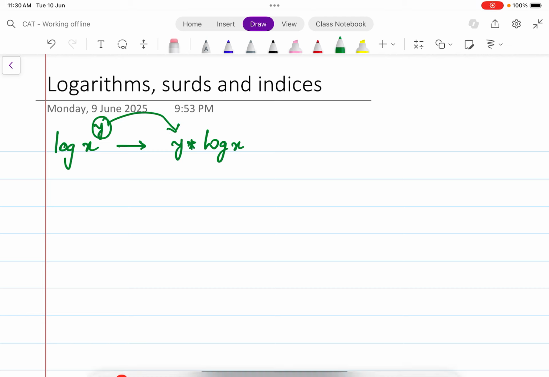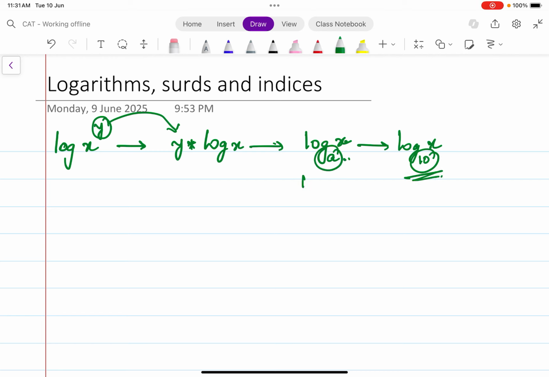And how do you call this? Like, what is the notation for this? So this is called logarithm of x to the base a. If the base is not mentioned, if they simply say logarithm of x, it means that the base is 10. So this is the default base. But if the base is mentioned, then it is called logarithm of x to the base a.